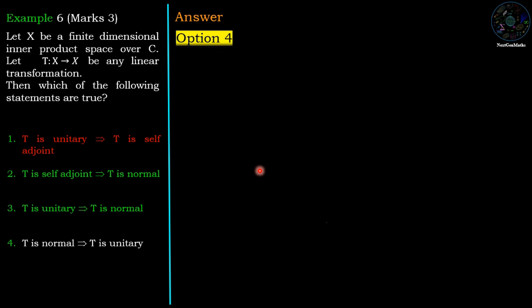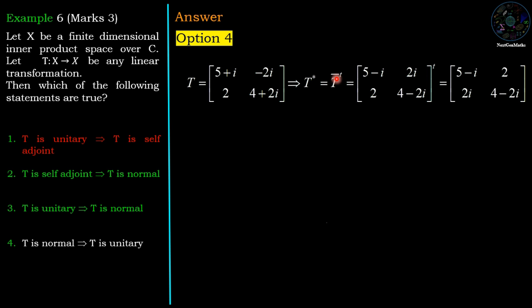Now option number 4. We take some example. T equals the matrix [5 plus i, minus 2i; 2, 4 plus 2i]. So T star equals the conjugate of T and its transpose. Take the conjugate: 5 minus i, the conjugate of minus 2i is plus 2i, 2 is a real number so it will give 2, and 4 plus 2i will be 4 minus 2i. Then take its transpose. Then we have [5 minus i, 2; 2i, 4 minus 2i].